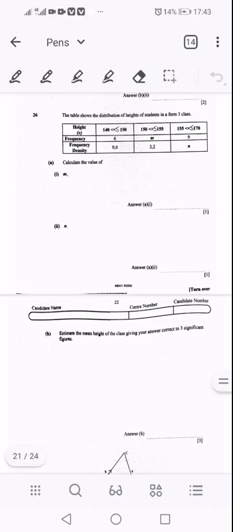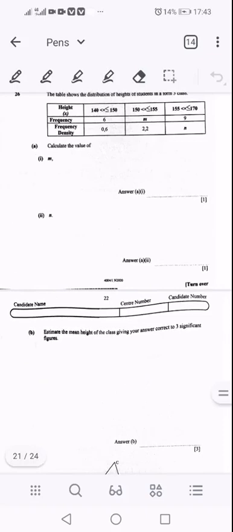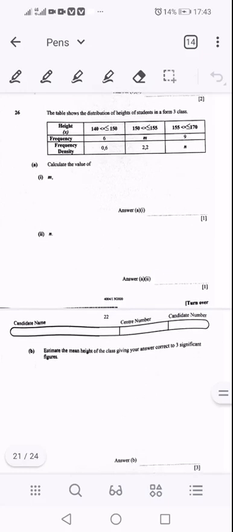Hello class, how are you? Today we want to revise this question from November 2020, number 26. Right, this is statistics. I want you to listen to me as I explain this in detail. Right, the first question, let me start by reading.